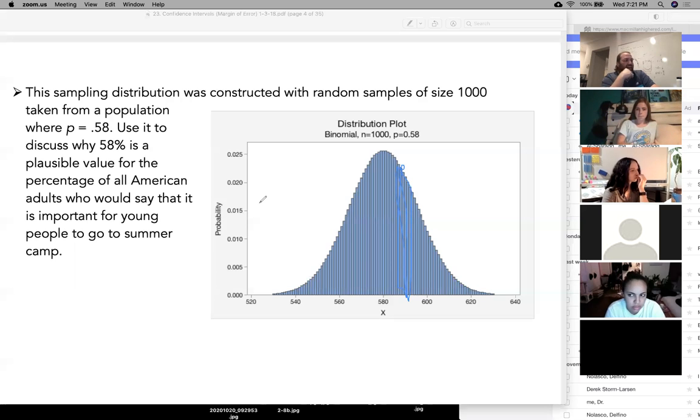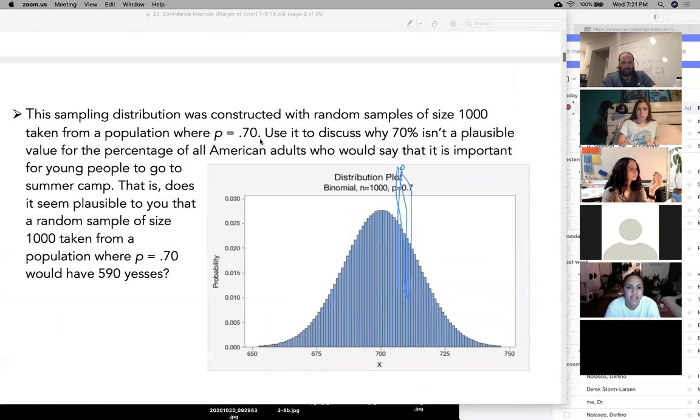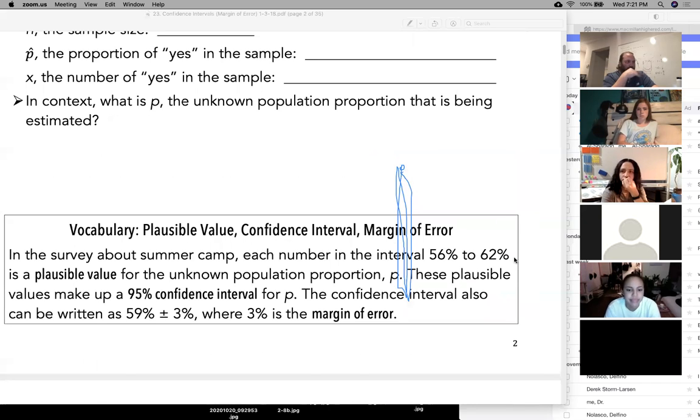Now, was 0.59 in our confidence interval? I thought it wasn't. Oh, I'm reading the graph wrong. The confidence interval is 56 to 62. So yes, it is, because it's a plausible outcome. 70% is not plausible, so 70% is not in our confidence interval. Our confidence interval is essentially the plausible outcomes.